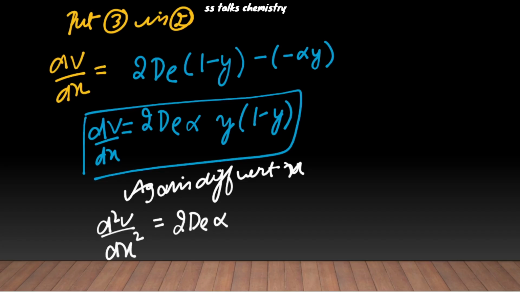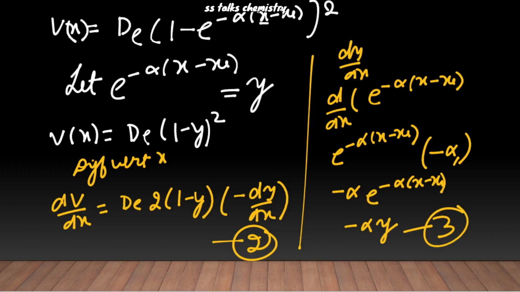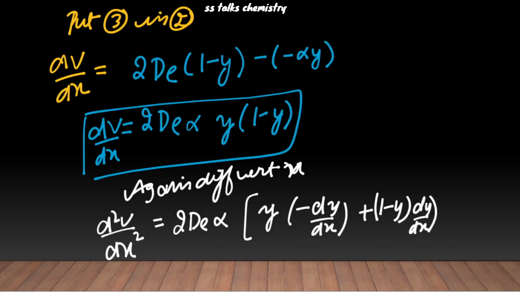It is your constant, so they are taken outside. Now the first function as it is, that is y. Differentiation of the second will become minus of dy by dx, plus the second function as it is, differentiation of the first one. Now dy by dx value you have found, minus alpha times y. This again you can substitute in this.